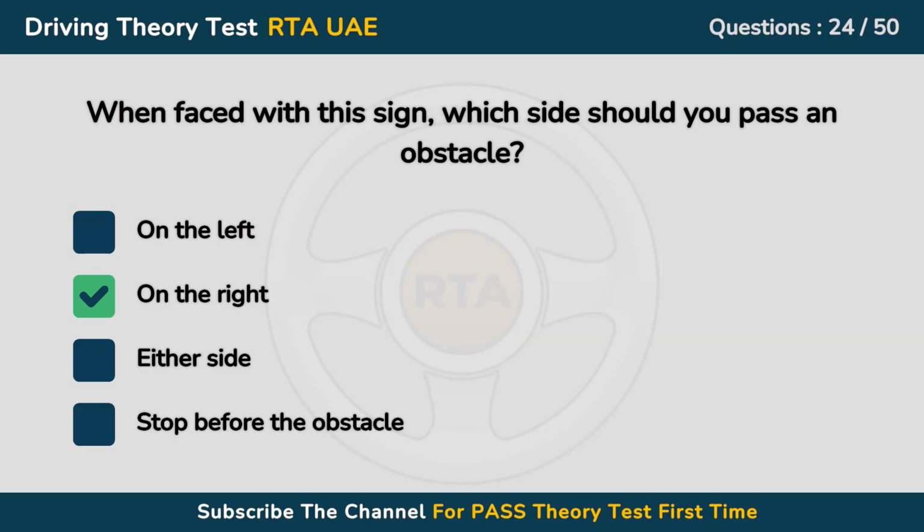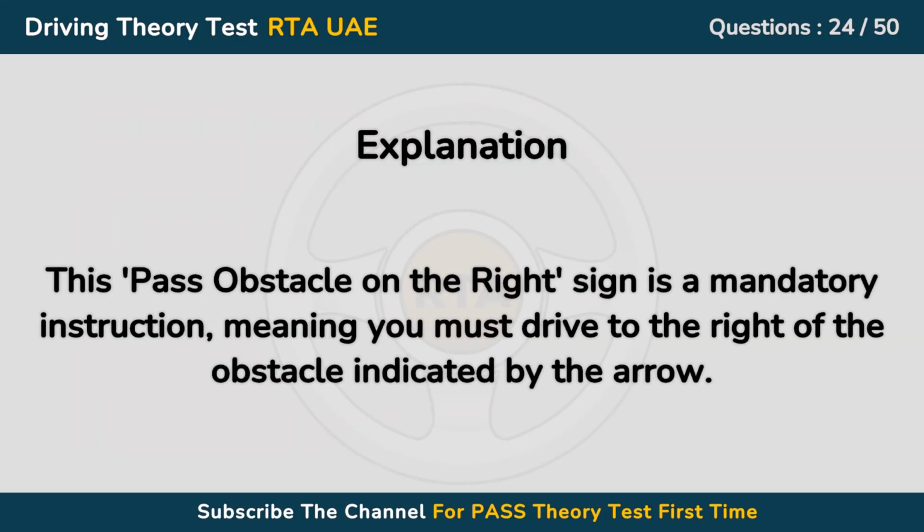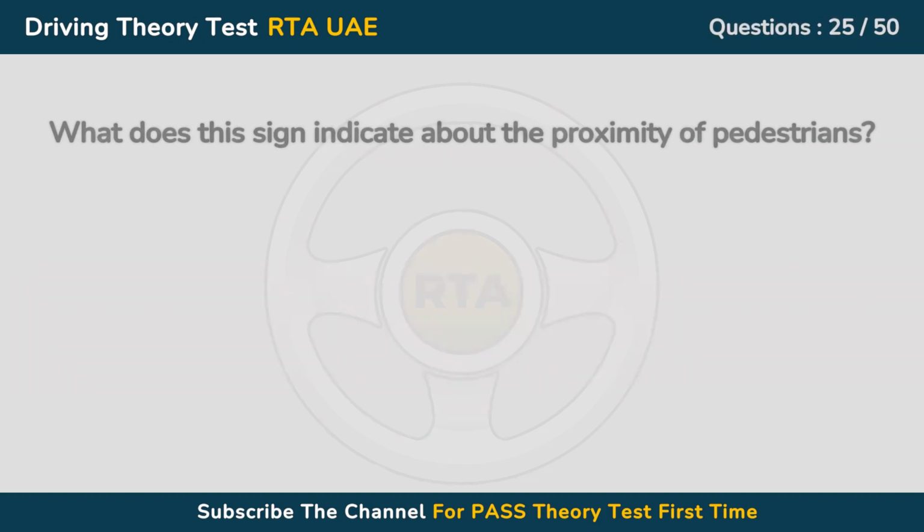Answer is B. On the right. This pass obstacle on the right sign is a mandatory instruction, meaning you must drive to the right of the obstacle as indicated by the arrow.